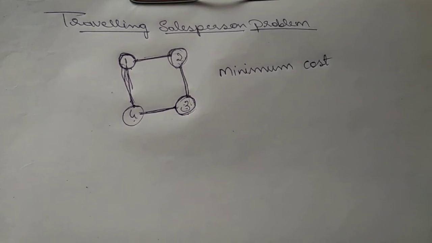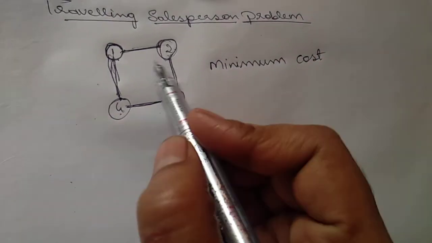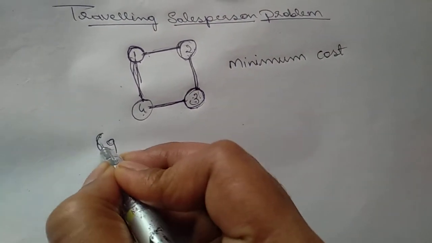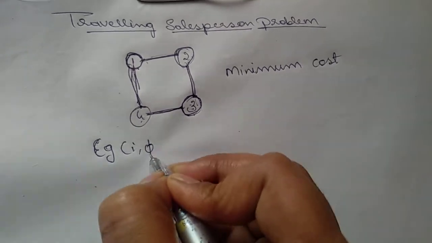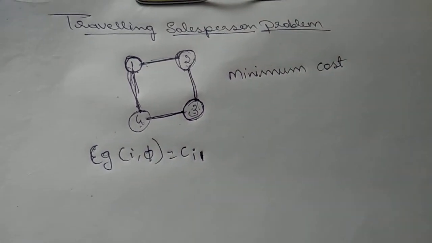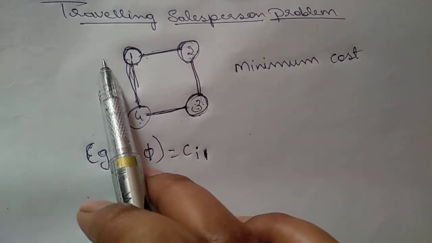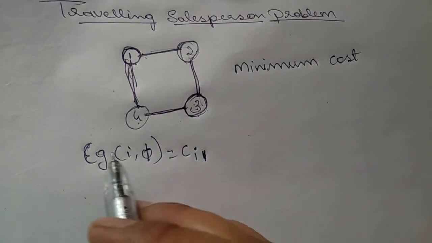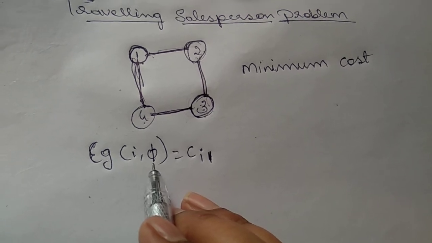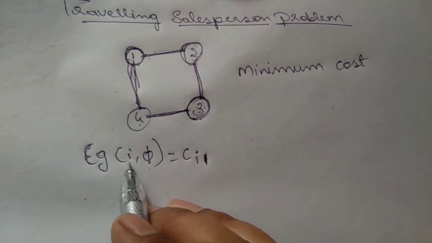Here is the formula for the base case. If only one vertex is there, then the base case is given as g of i comma phi is equal to ci1. If you have 2 vertices, 1 and 2, it will go from 1 to 2, then 2 to 1. That's it. So this is the base case: g of i comma phi is equal to ci1. Phi indicates there are no vertices, only one vertex is present, that is i.